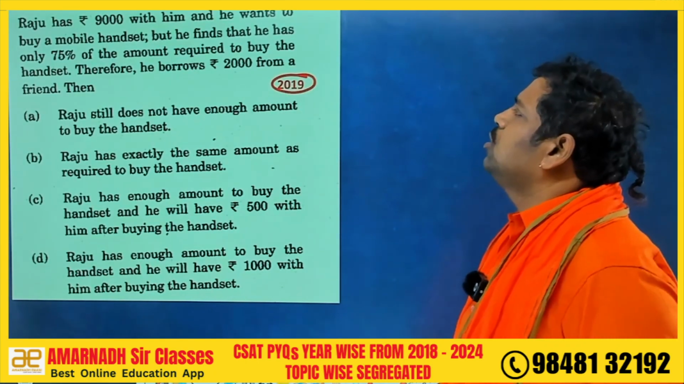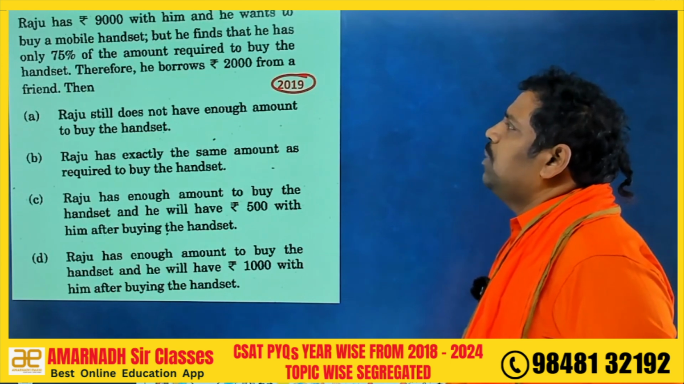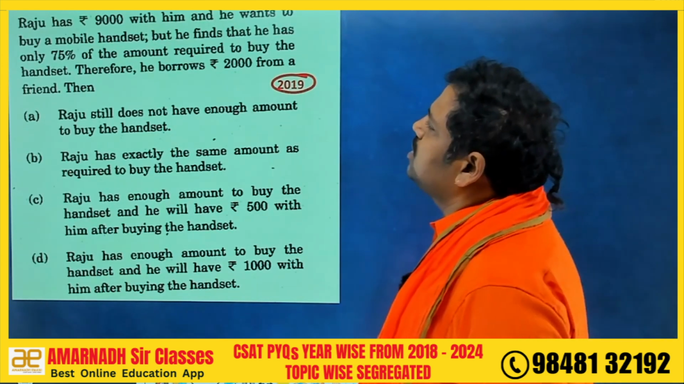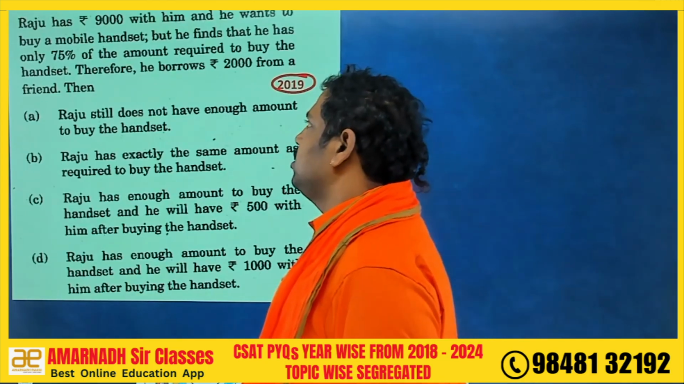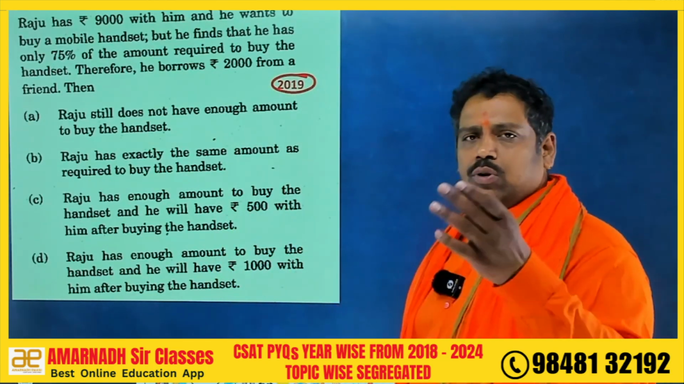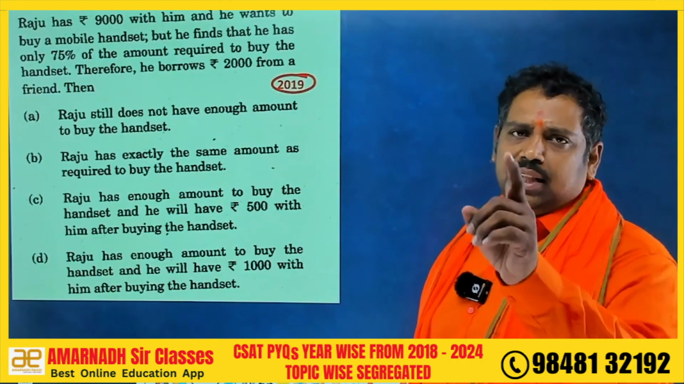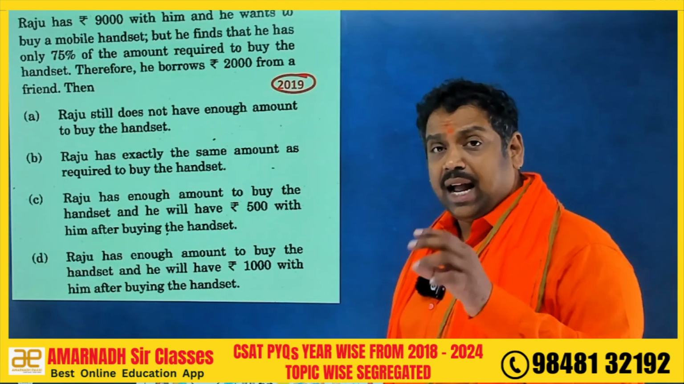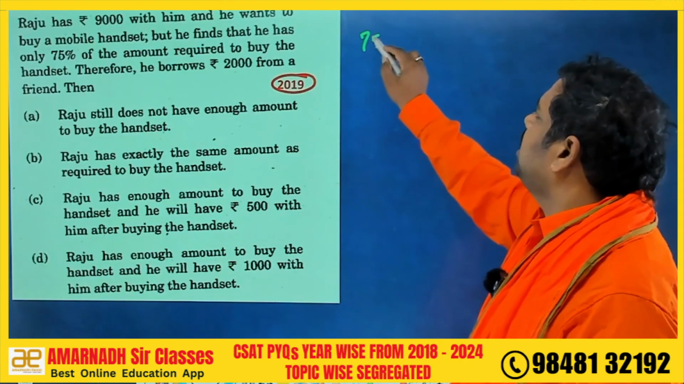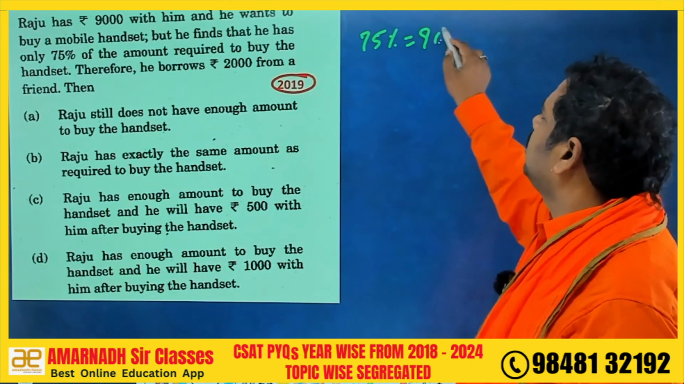Raju has 9,000 rupees with him and he wants to buy a mobile handset. But he finds that he has only 75% of the amount required to buy the handset. So observe that. Assume I am Raju and you imagine that you are Raju. You have 9,000. That means I have 9,000, and I have only 75% of the amount required to buy the mobile. That means 75% is equal to 9,000, right?